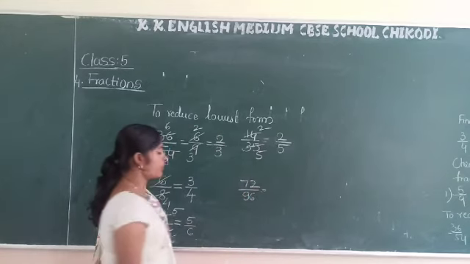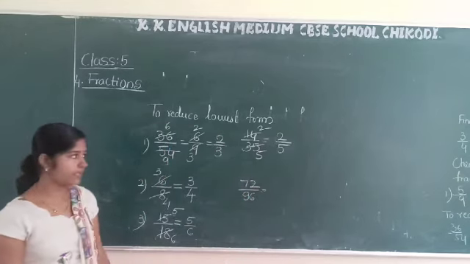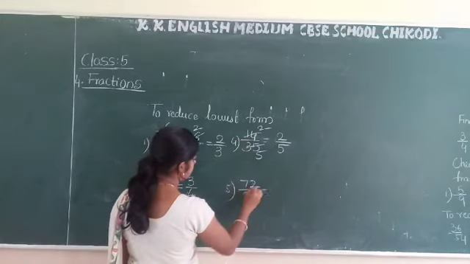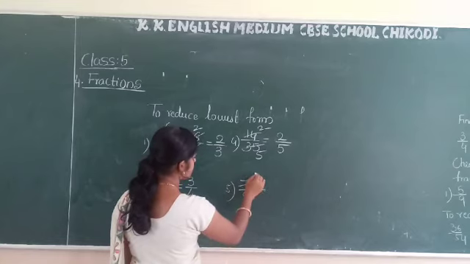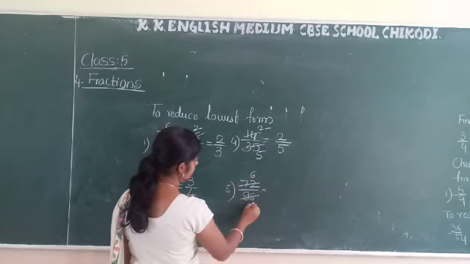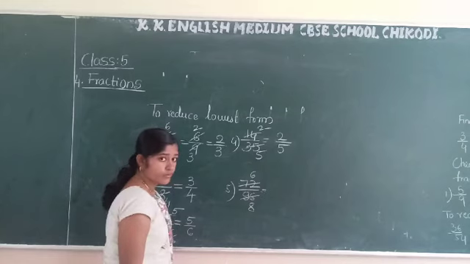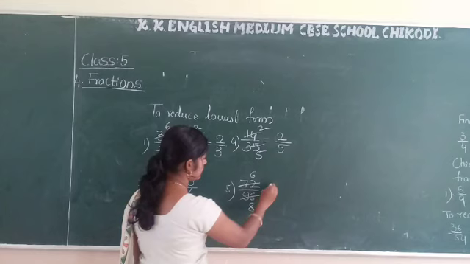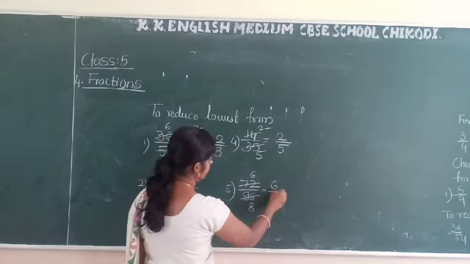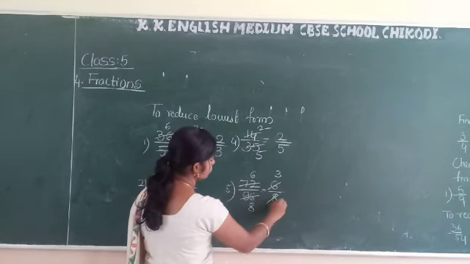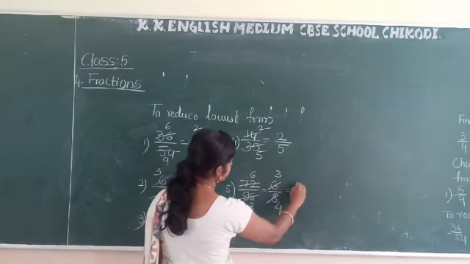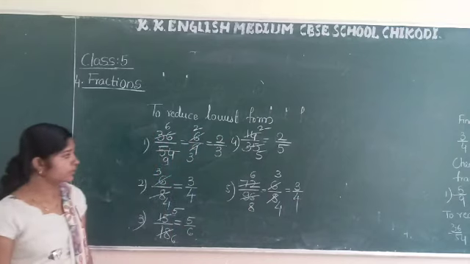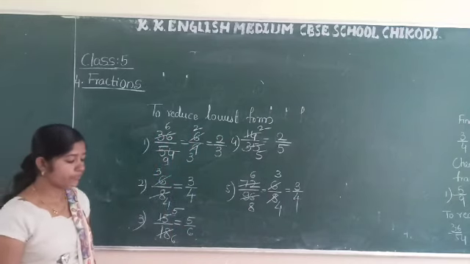Then tell me, these two numbers 72 and 96 are in the 12 table. 12 sixes are 72. 12 eights are 96. Next here write 6 by 8. Again, 2 threes are 6, 2 fours are 8. So its lowest form is 3 by 4. In this way you have to write the lowest form of the given fractions.